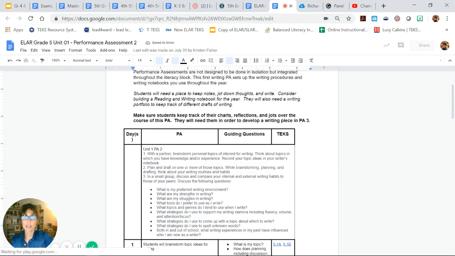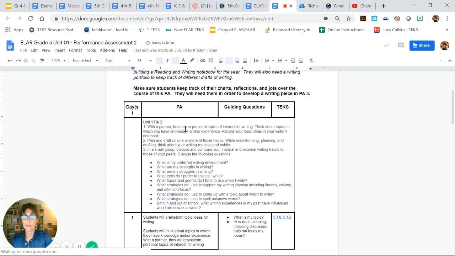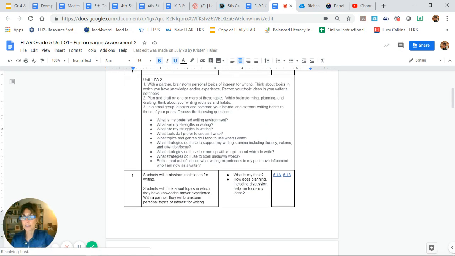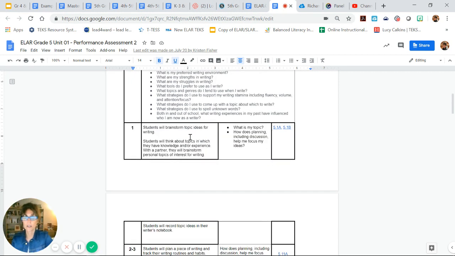And you can see that the focus here, there's the whole bundle. You're supposed to brainstorm with the partners, so that's why the movie part was involved. And then they're going to plan and draft. That's the whole performance assessment, but you don't do it in one sitting. Here's day 1. They are just going to brainstorm topics.